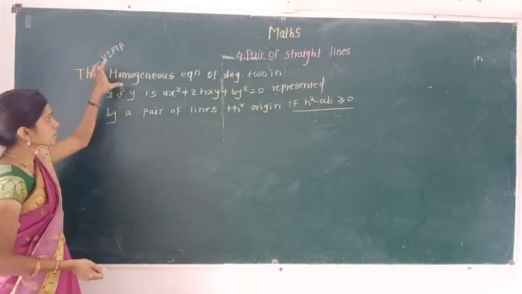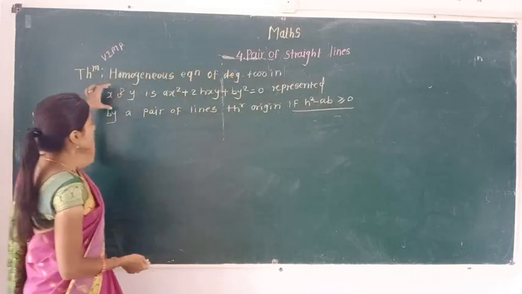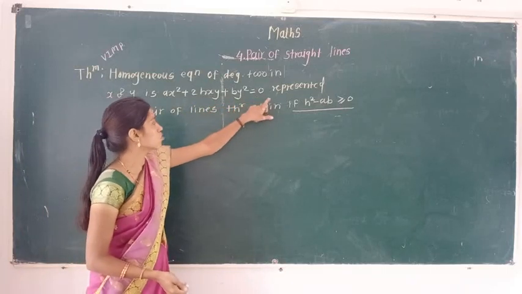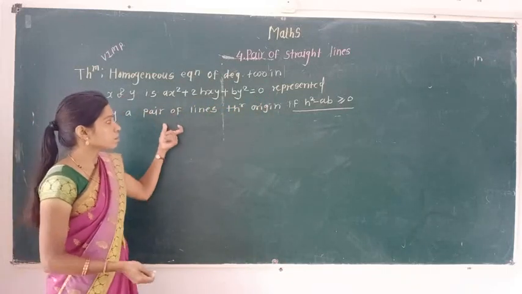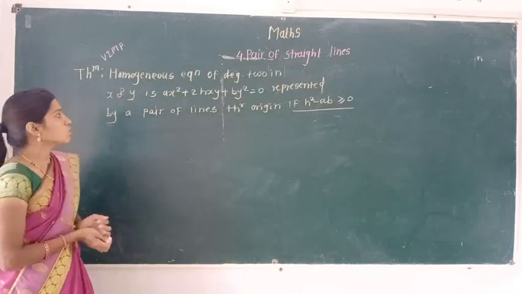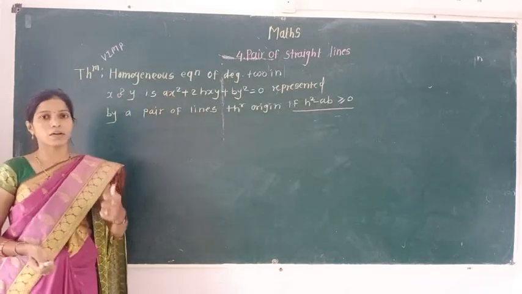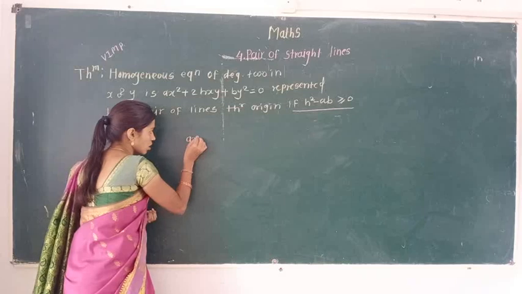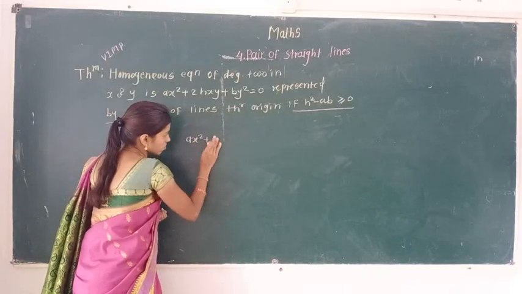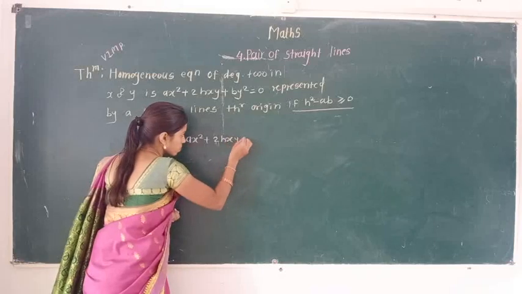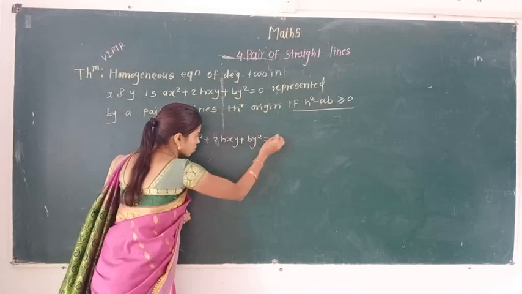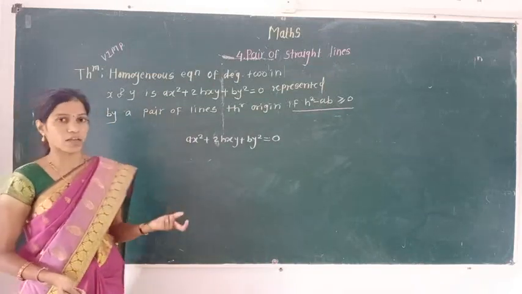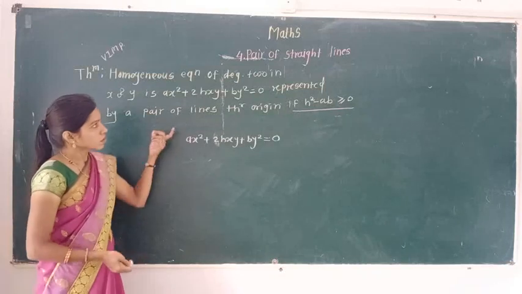Now see, homogeneous equation of degree 2 in x and y, ax square plus 2hxy plus by square is equal to 0, represents a pair of lines and they are passing through origin. We know that this is the combined equation of two lines. We already proved all these results. Okay, just revise all these theorems in that way.